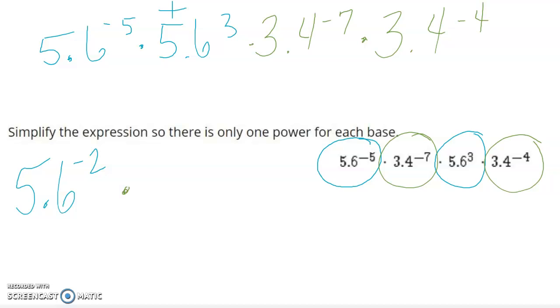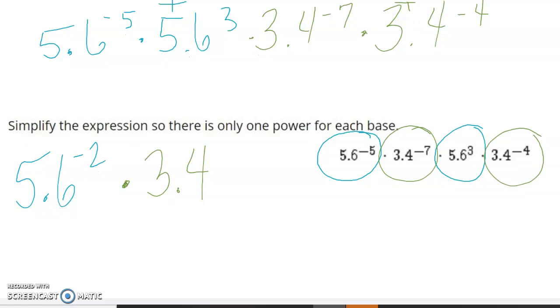Then we have the base of 3 and 4/10. Here we have a negative 7 plus negative 4. So again, negative 7 plus negative 4. We add, our signs are the same. So that's a negative 11. So that's going to be 5 and 6/10 to the negative second power times 3 and 4/10 to the negative 11 power. So what we had to do here was rewrite it where we're grouping our common bases, and then since we're using multiplication, we add those exponents.